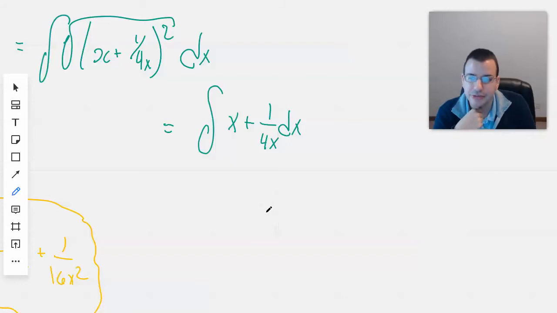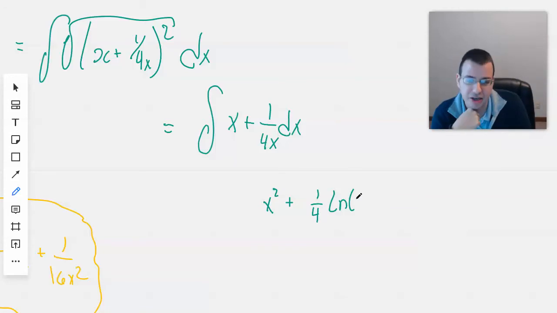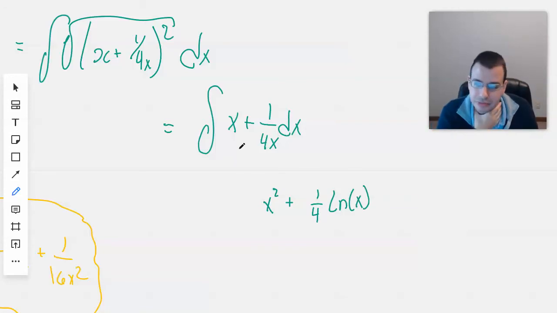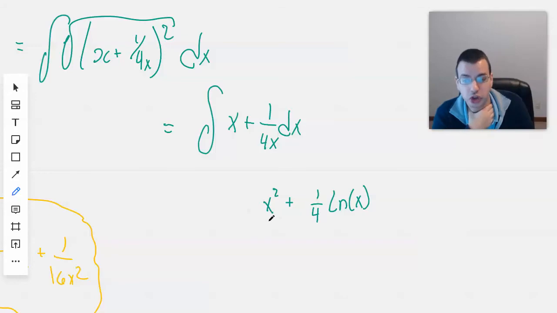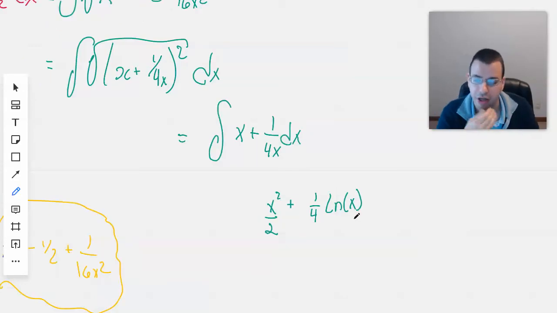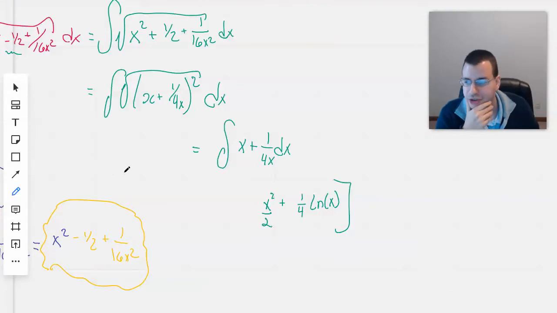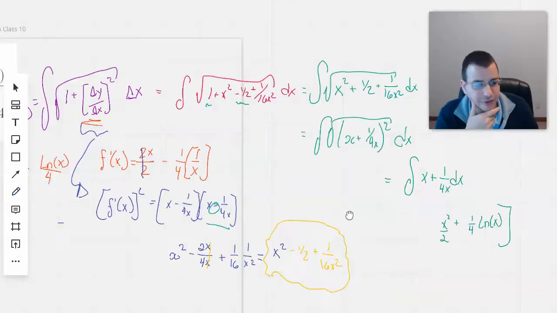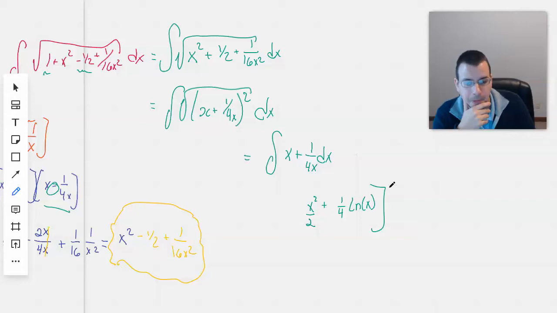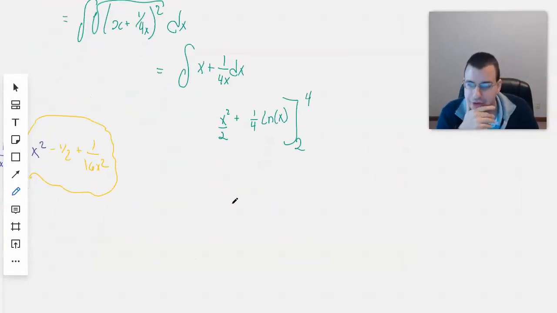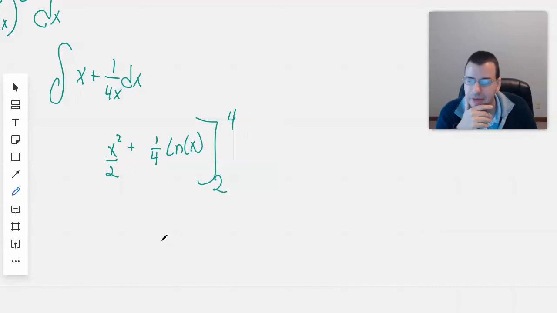Sad indeed. So we have x squared over 2 plus 1/4 natural log of x, and we'll evaluate it from 2 to 4. Okay? Maybe over here.